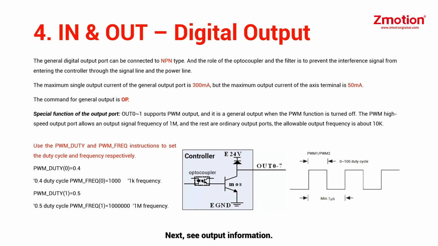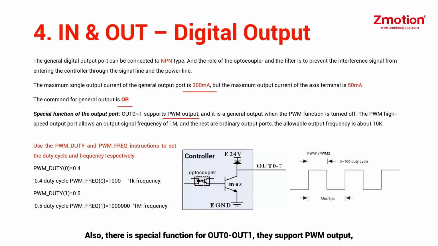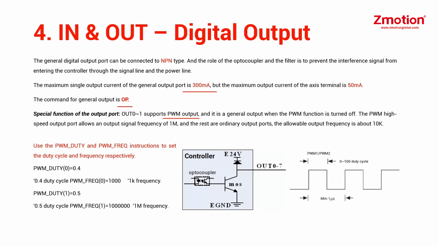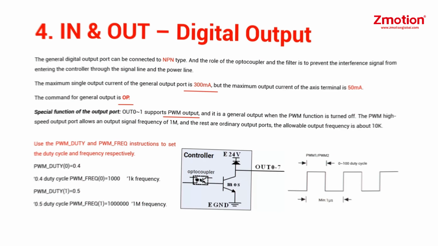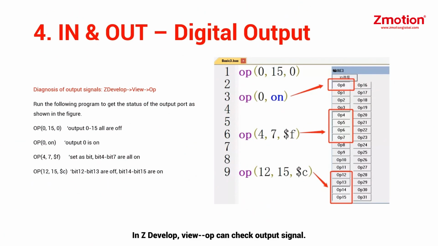Next, see output information. Similarly, it can connect to NPN type, and the maximum current of one output is 300 mA. The command is OP. Also, there is a special function for out 0 to out 1. They support PWM output. But when the PWM function is off, they become general output. PWM high-speed output allows 1 M output signal frequency. The relative instructions PWM duty and PWM freq are to set duty cycle and frequency respectively. In ZDevelop view, OP can check the output signal.